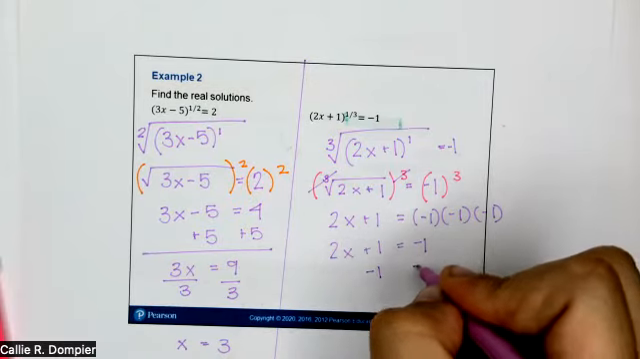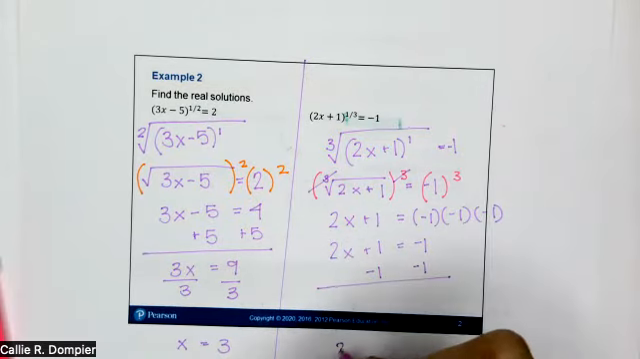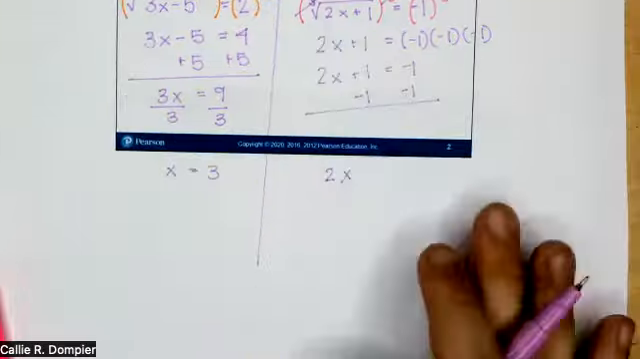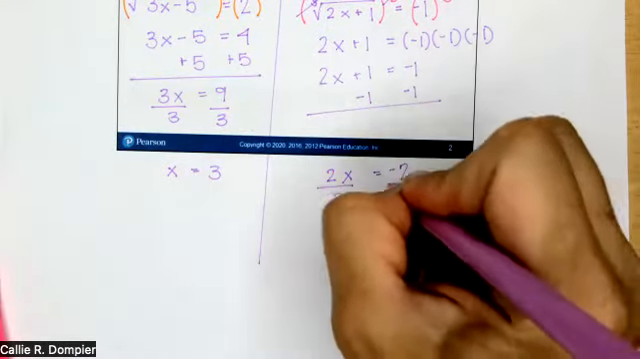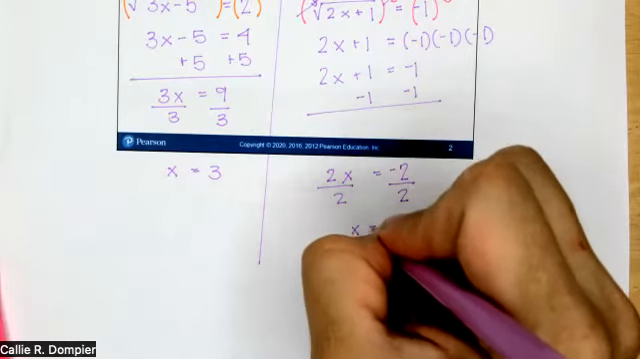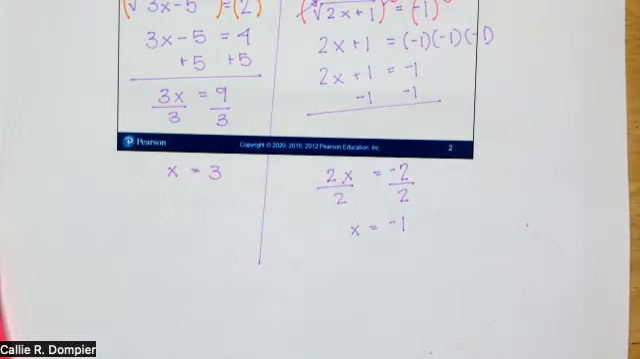Subtract 1 to solve for x. 2x is -2. Divide by 2. X is -1.